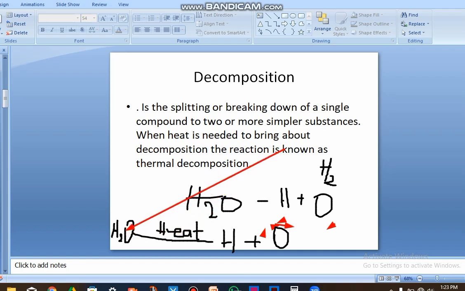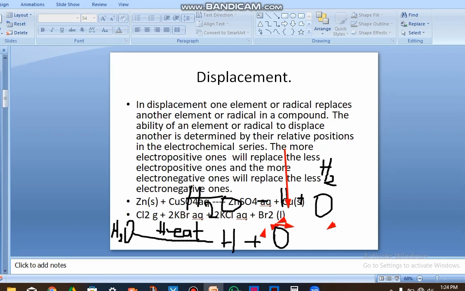Look at this now. This is a compound. It contains two elements, right? So this compound is splitting to form these smaller elements. So are you getting it now? If heat is involved, it is called thermal decomposition. But if there is no heat, it is just a decomposition reaction. Is that taken? Okay, so let's continue. Let's go to the third one, which is displacement.